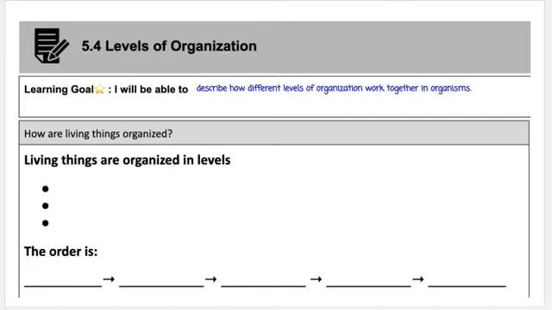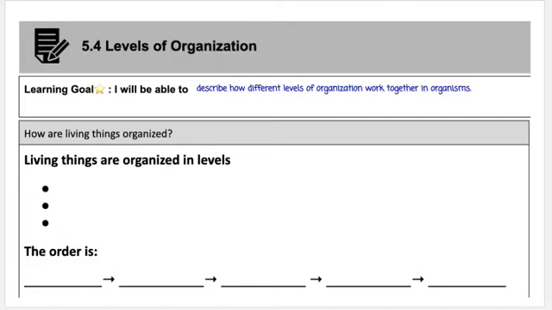Lesson 5.4, Levels of Organization. In this lesson, you will be able to describe how different levels of organization work together in organisms. So we're going to zoom out a little bit and look at how living things are organized.